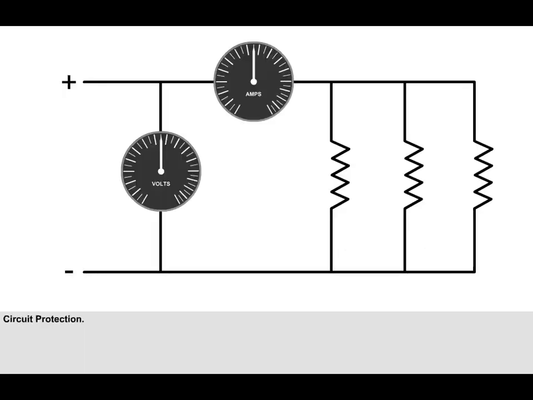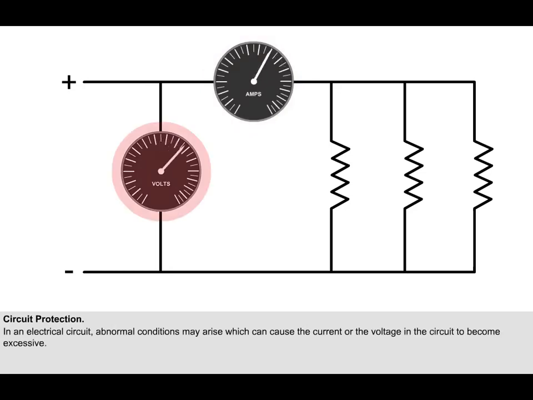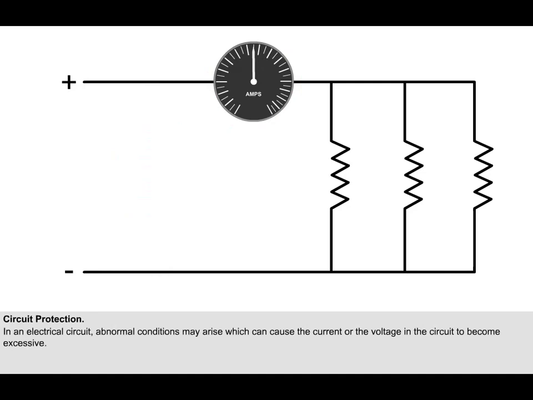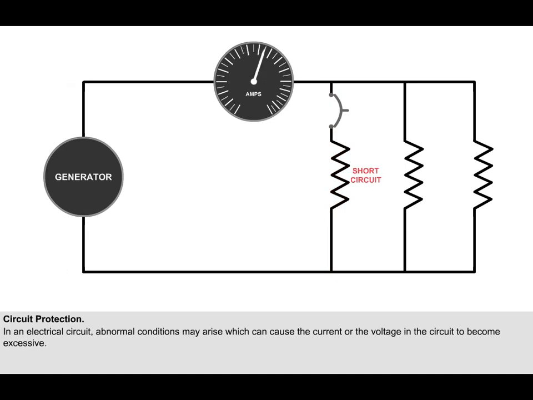In an electrical circuit, abnormal conditions may arise which can cause the current or the voltage in the circuit to become excessive. A short circuit, for instance, will lead to a large increase in current, causing the cables carrying the current to overheat and possibly catch fire. Generators need to be protected from faults in individual loads, so that a fault in one load will not cause the generator to fail, with a subsequent loss of other loads.